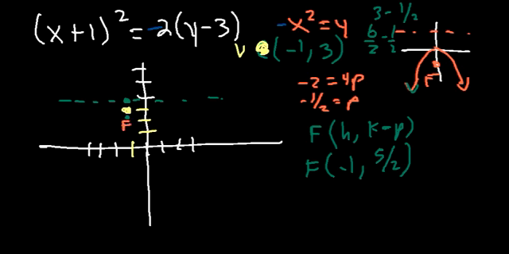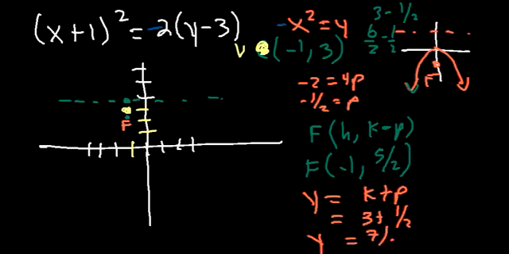The directrix, it's going to be y is equal to, since it's horizontal, it's going to be k plus p. We need to go up p units. So that's 3 plus 1/2, or 6 over 2 plus 1 over 2. So it's y is equal to 7 over 2. That's the directrix.